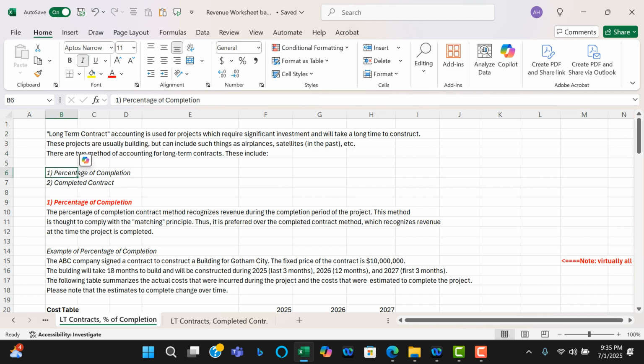The first one is called percentage of completion, and we're going to basically use this method all the way through because this is the method which people really use. And there's another one called completed contract, which is basically the same thing, but you don't recognize revenue until the end of the contract. With percentage of completion, as the name implies, you recognize revenue based on the percentage of the completion of the project at a certain point in time. Whereas with the completed contract method, you wait till the end and then recognize all the revenue then.